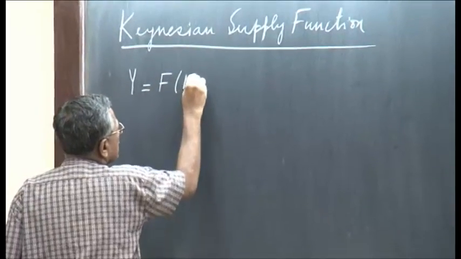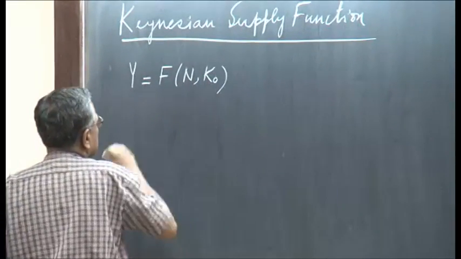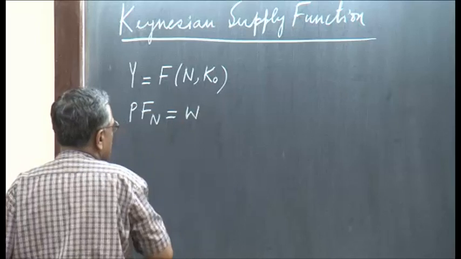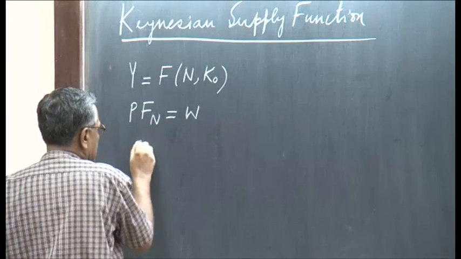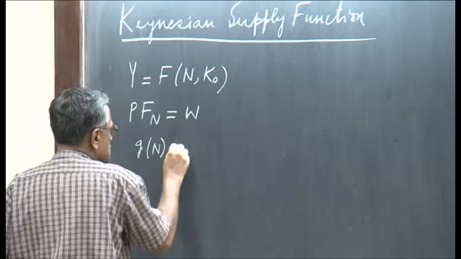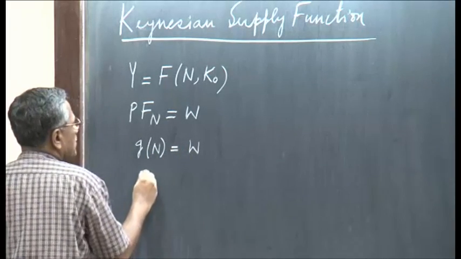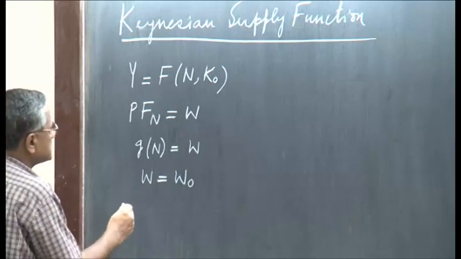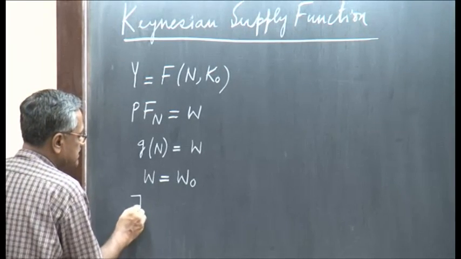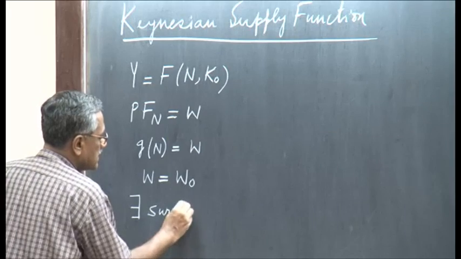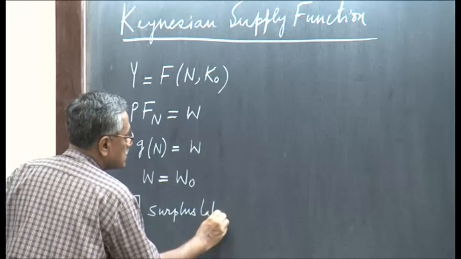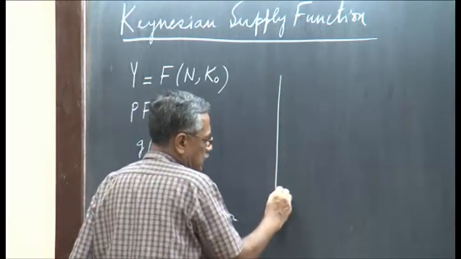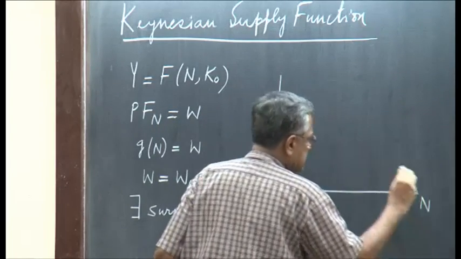First, you will have the production function. The next equation is the labor demand function, and the last one I assumed is W equal to W naught. Now, if there is surplus labor, there is excess supply in the labor market. So, the labor market diagram, if you draw, what I had is the following.